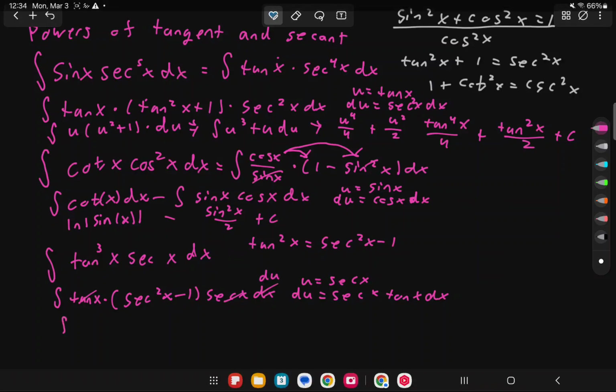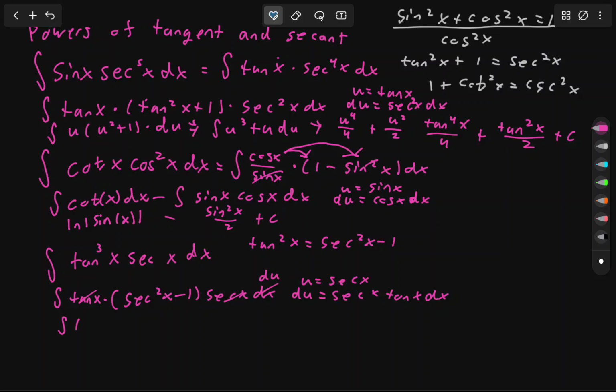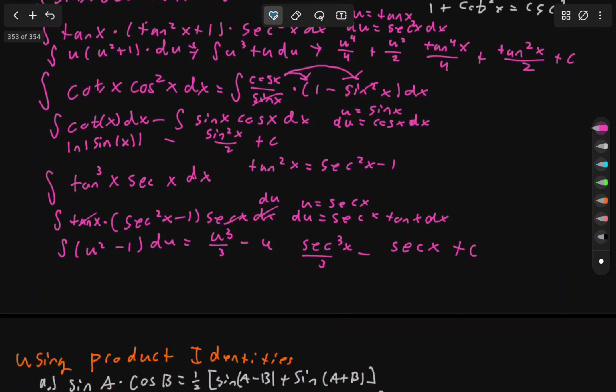So now we have the integral of u squared minus 1 du. Raise the power by 1, so we get u cubed divided by 3 minus u. Sub back in for secants. So now we have secant cubed of x divided by 3 minus secant of x plus c. And that, my friends, is the solution to that integral.